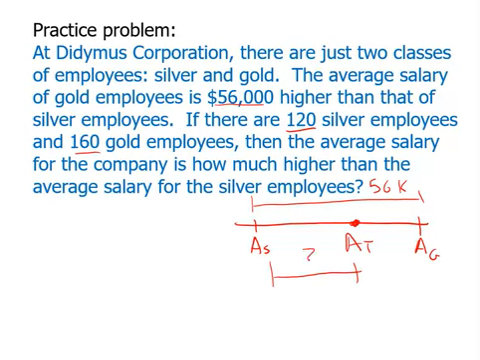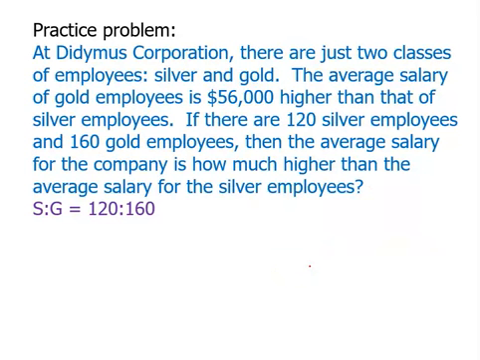And because gold is a slightly bigger group, it would have to be slightly closer to the gold side. And so we're trying to ask for this distance, how much higher is that company average above the average for the silver employees? So let's think about the size of the groups first. Let's set up that ratio because we know those numbers. 120 to 160. 120 is 3 times 40. 160 is 4 times 40. Divide by 40. We get a ratio of 3 to 4. So silver employees are 3 parts, gold employees are 4 parts. There are 7 parts in total.